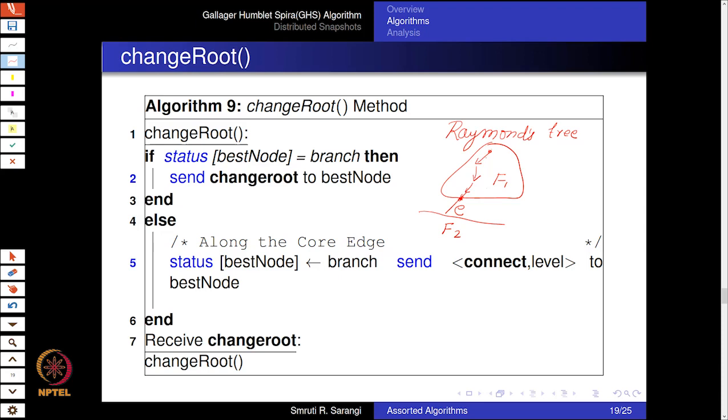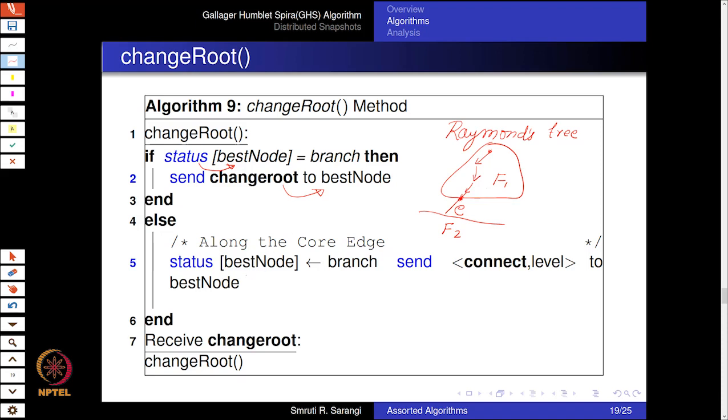So what we are doing is we are establishing a path from the old route to the new route just by flipping child parent pointers. We start from the root, we just see the status of its best node. If it is a branch, then what we do is we send change route to best node. Alright, and no problem. And so we just keep on doing that. Ultimately what will happen is we will arrive over here.